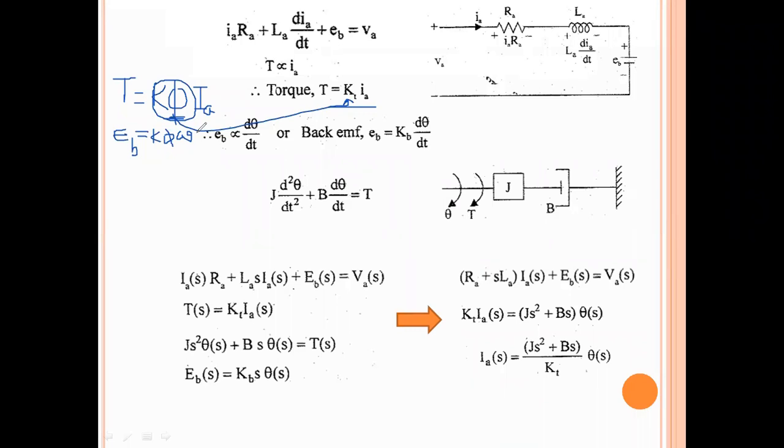Capital N gives revolutions per minute. Omega gives radians per second. And we know the relation between omega and N, where omega is equal to 2 pi N by 60. So if we want to convert this revolutions per minute into omega, then we have to multiply by this 2 pi by 60 factor. So we can convert RPM into radians per second.